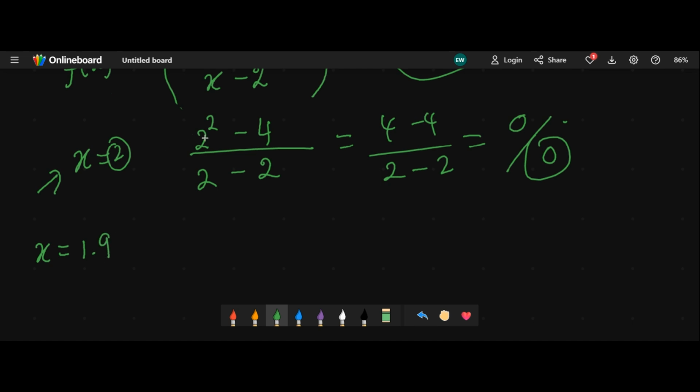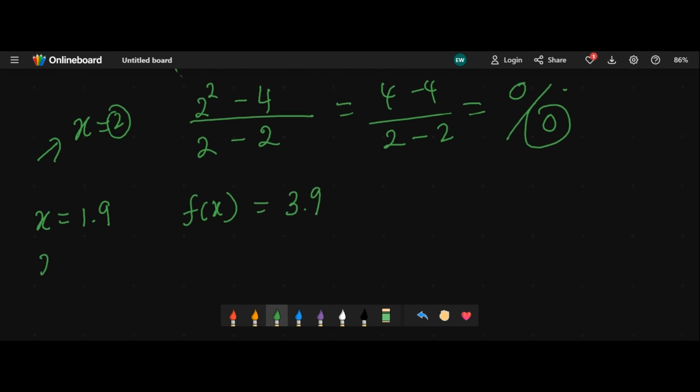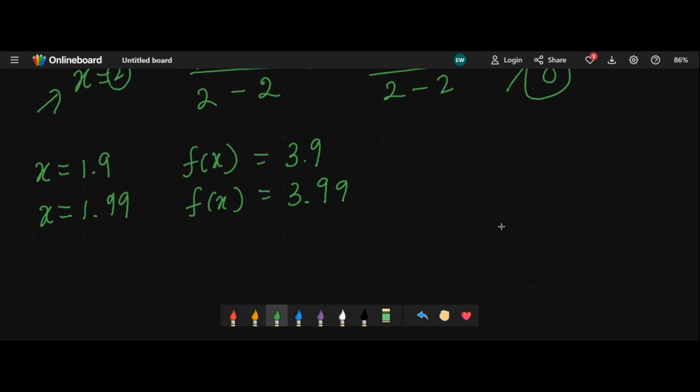If you substitute 1.9 in the function, the value of the function will be 3.9. Right. So we'll get even closer. So we'll put 1.99. If you substitute 1.99, f(x) will be equal to 3.99. When x is equal to 2, you can't find it, but you have to find it. So we'll take a value which is very close to 2 but a little greater, 2.01. If you take 2.01, f(x) would be equal to 4.01.